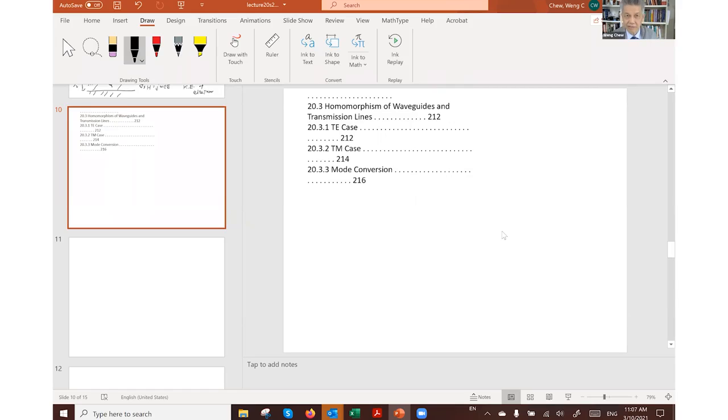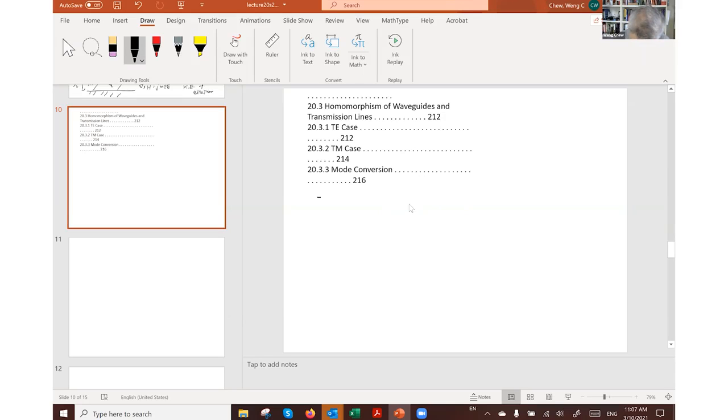And it turns out that you can see this homomorphism in the rectangular waveguide, for instance, or it can be a circular waveguide. The TE case can be mapped to the transmission line problem, and then the TM case can also be mapped to the transmission line problem. And let's see how we can see this.